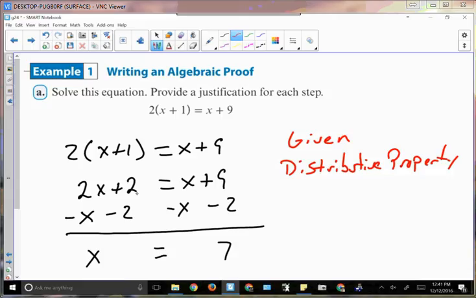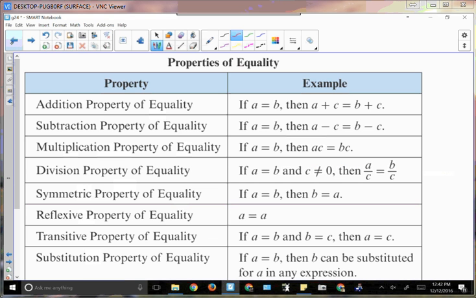So now, how do I get to the next part? What did I do here? Well, this was done to one side, distributive property. This is done to both sides, so it must be something to do with the equality. So, which one of these did I use? Did I add something to both sides? Did I subtract to both sides? Did I multiply? Did I divide? Did I use the symmetric? Did I use reflexive? Did I use transitive? Did I substitute? What did I do?